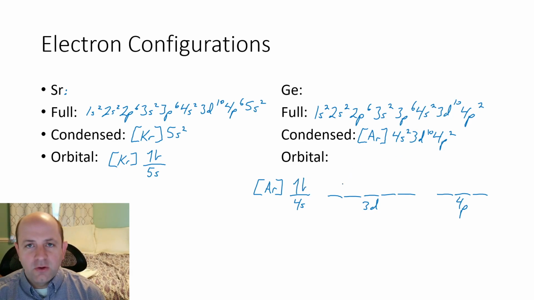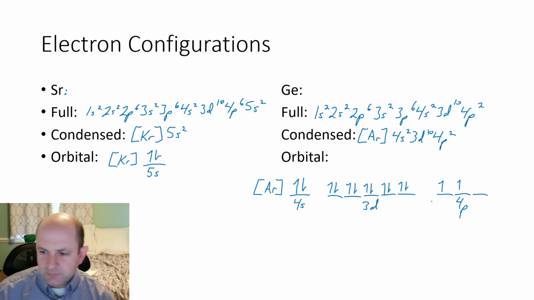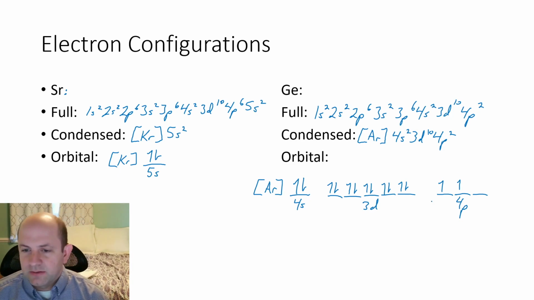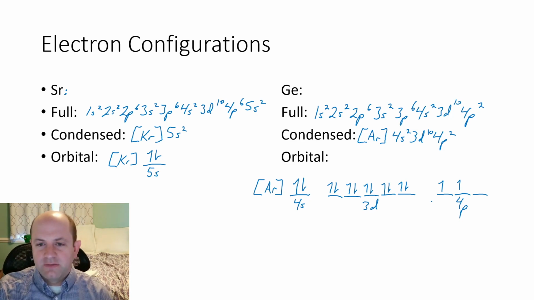3d10, even though we know it's going to be filled up, practice good habits with Hund's rule. We'll do up, up, up, up, up for the first 5. Then we'll do down, down, down, down, down for the next 5. There's our 3d10. And then for 4p2, it's up and then up. So germanium has these 2 unpaired electrons in the 4p, and that might lead to some effects when you go into the actual reactivity of germanium.